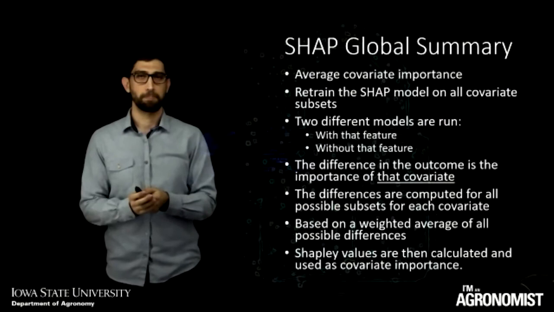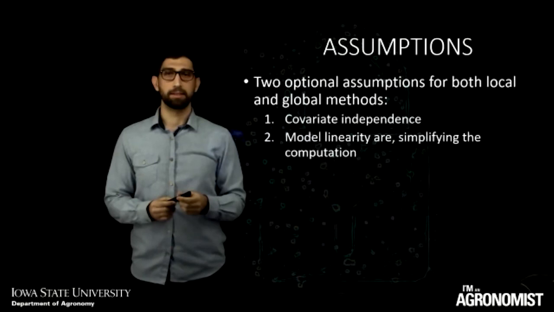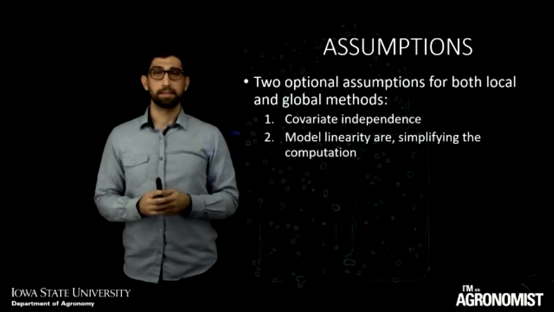But there are some assumptions of SHAP, and they are important. There are two optional assumptions for both local and global methods I just talked about. First, covariates are independent, meaning that they are not correlated. And second, model linearity is assumed because you want to simplify the computation of Shapley values.